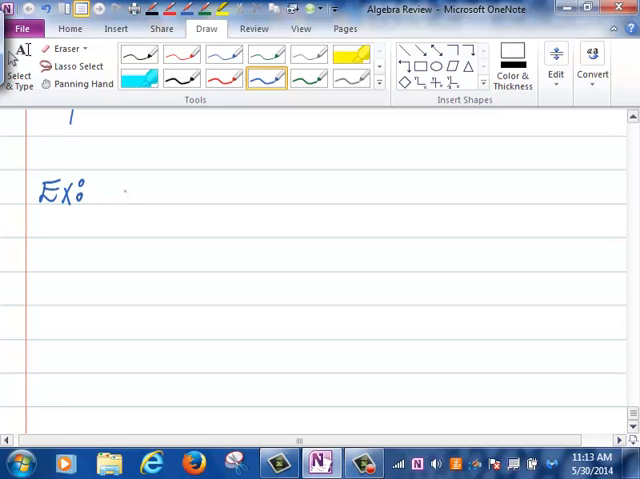So for example, if I write the function f of x is equal to x squared, what am I saying? I am saying that if the input value is x, then the output value is the square of x, right? How do you get the output? What's the process? Well, square the input. So that's a function.